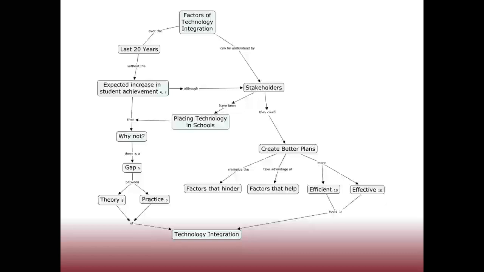If the educational stakeholders had identified factors of technology integration, they could create technology plans that minimize the factors that hinder and maximize the factors that help. This, in turn, could lead to more efficient and effective plans to technology integration.